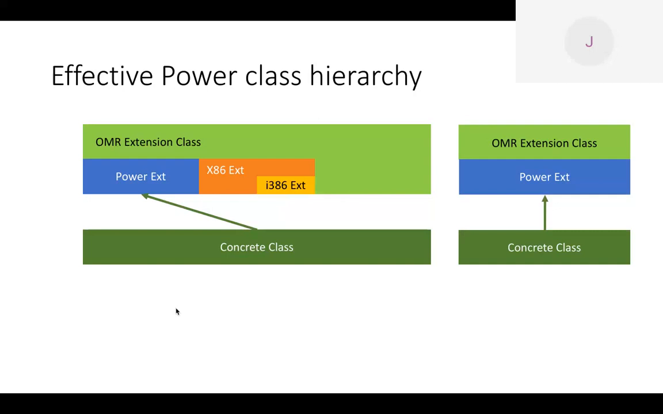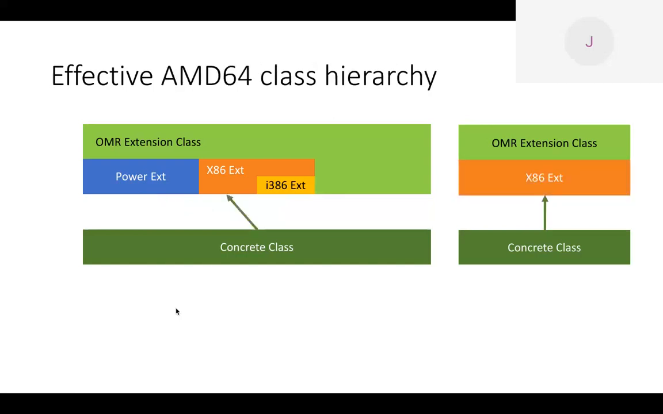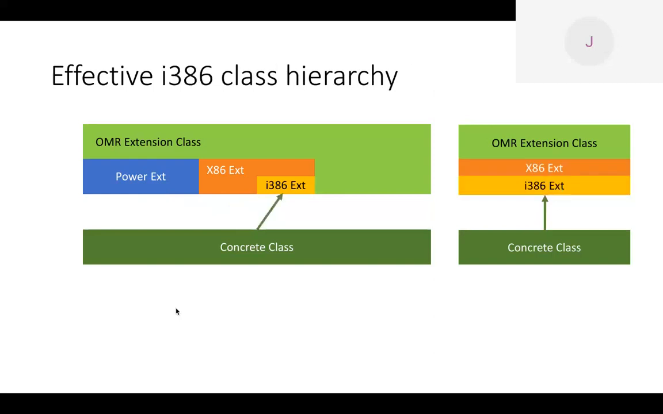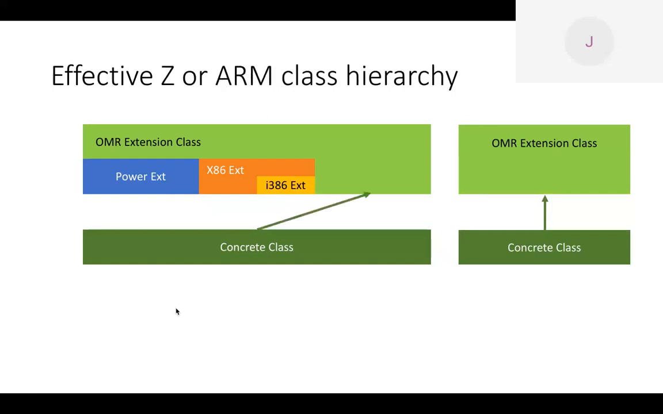So you're going to have a base layer, the Power extension, and then the concrete class is going to extend from that. You're not going to see any of the other stuff for any of the architectures. It's purely just going to be Power. Same thing for x86. The 386 extension looks like this. So the concrete class would extend 386, but 386 also extends x86, which extends the OMR extension class. And if you had no specialization at all, the concrete class would extend the extension class directly.